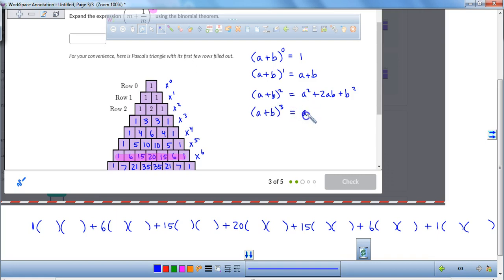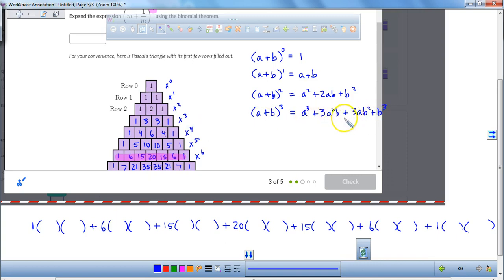If I have A plus B cubed, check it out. You're going to start out with A cubed plus 3A squared B plus 3AB squared plus B cubed. That's a B to the power of 3 right there. So this is where we start using what's called Pascal's triangle to help us with what numbers are going to go in this slot.